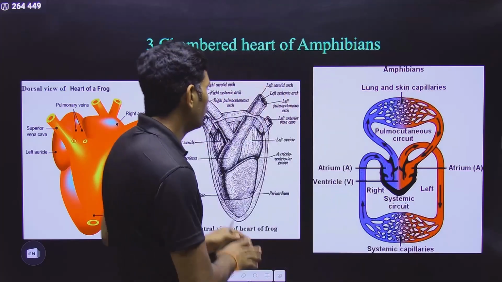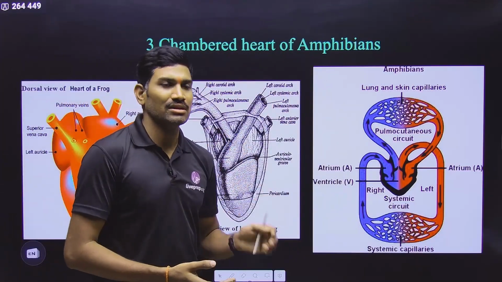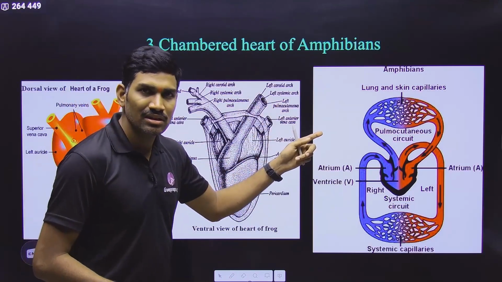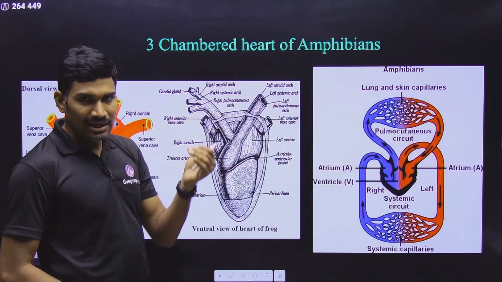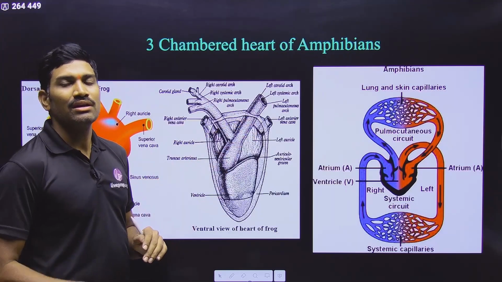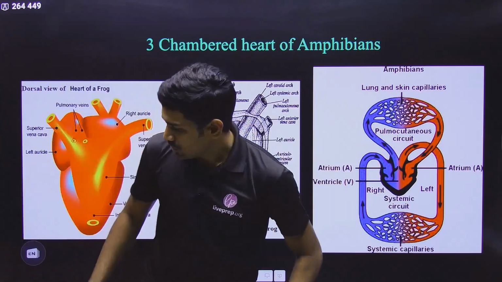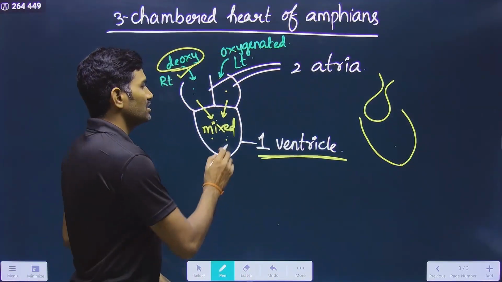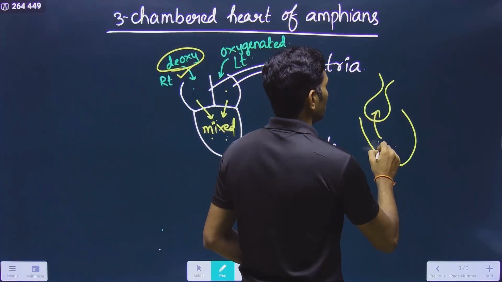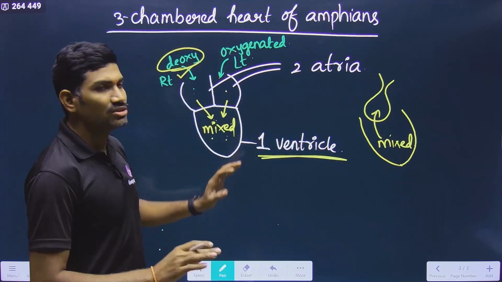In this way, the mixed blood is sent to lungs. I am focusing mainly on the lungs. Mixed blood is sent to lungs and also sent to the body parts. And from the lungs again, it is coming to the left atrium. From the body parts again, it is coming to the right atrium. This is what is happening here. So now for this, I will draw one rough diagram here.